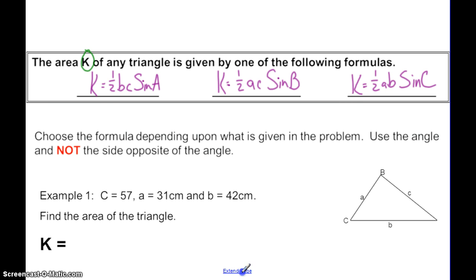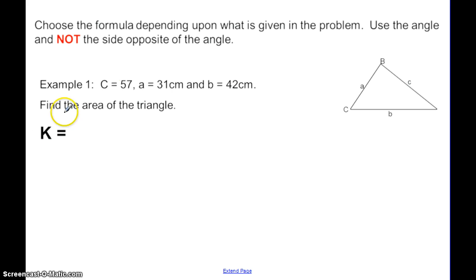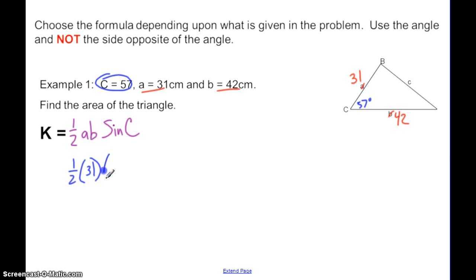So let's look at an example where they do give us those three pieces of information. I have angle C is 57 degrees, side a is 31, and side b is 42. So those are my two sides. So my formula I'm going to use is 1/2 a b sine C. So I plug in what I know. 1/2 times a, 31, times b, 42, times the sine of C, which is 57.